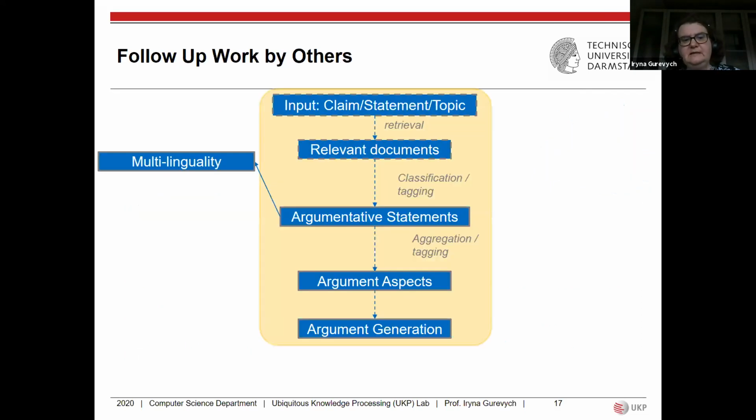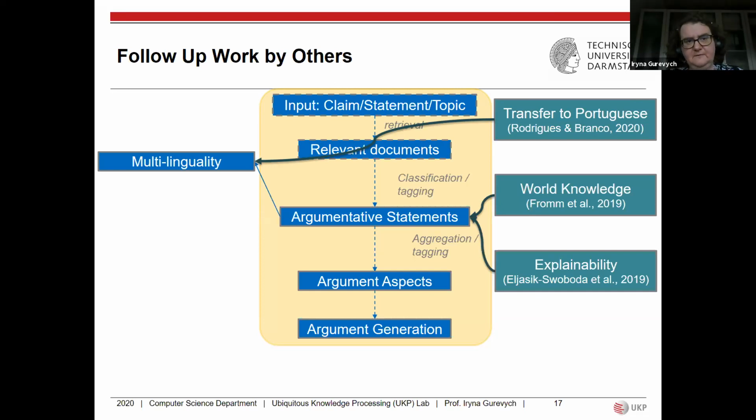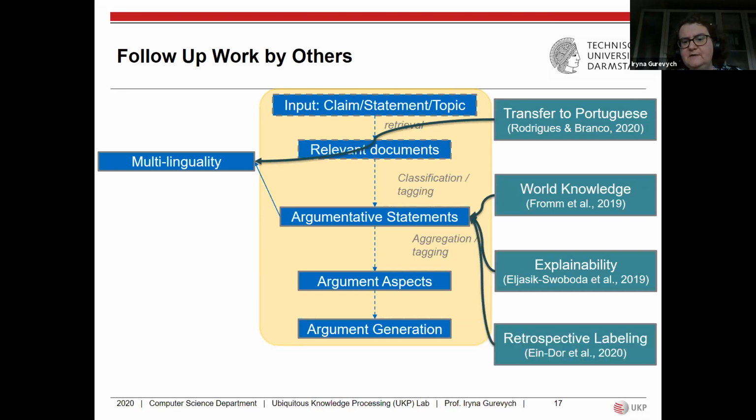And also we observed that the model fails to capture the topic relevance due to missing world knowledge. Based on our data set, there have been several follow-up works by others. For example, the data set has been transferred to other languages. Other groups have worked on integrating world knowledge into neural models or explaining the classification decisions. And also there has been very interesting work on retrospective labeling by IBM, where they have used our data set to bootstrap a classifier and collect an even much larger data set than ours. And though the agreement on that data set is lower than on ours because the data set is noisy, they are able to learn a model which performs better than ours due to having much more data.